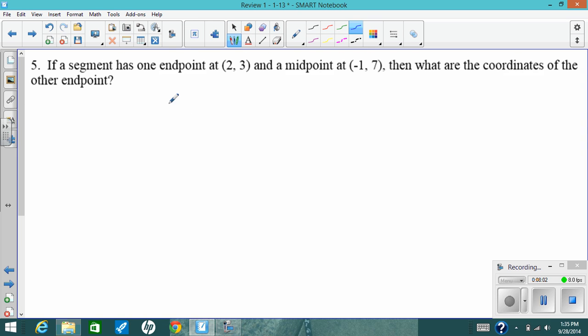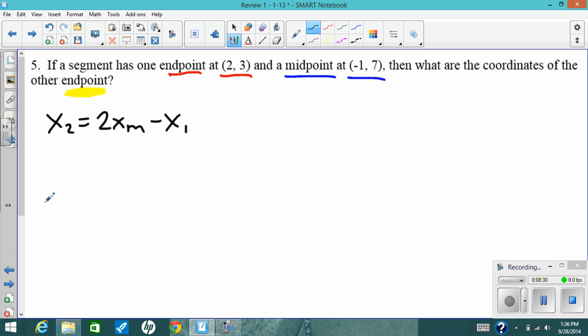In this problem, we're given a segment that has one endpoint at (2, 3) and a midpoint at (-1, 7). We want to know the coordinates of the other endpoint. So this is going to indicate to us to use the endpoint formulas. We need to find the x value of the endpoint by doing 2xm minus x1. We'll find the y value of the endpoint by doing 2 times ym minus y1.